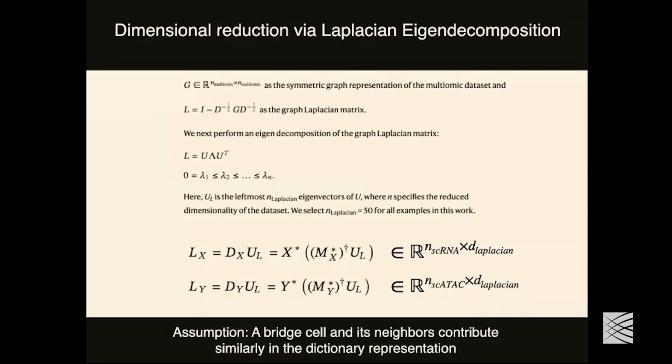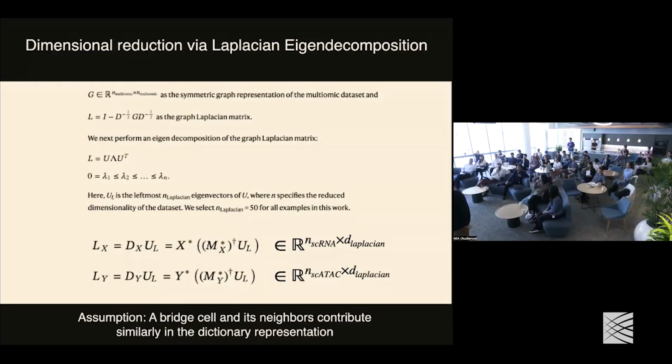I have a quick question. Yeah. So you construct this graph on the multiome cells, which you're using to do the dimension reduction. Yeah. How do you weight each of the modalities? Yes, that's a good question.